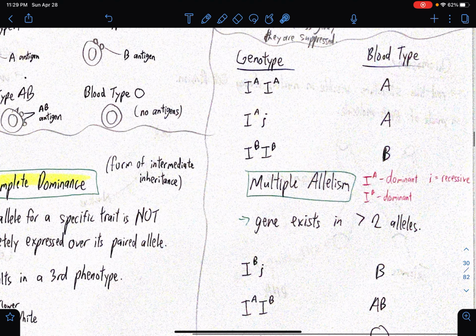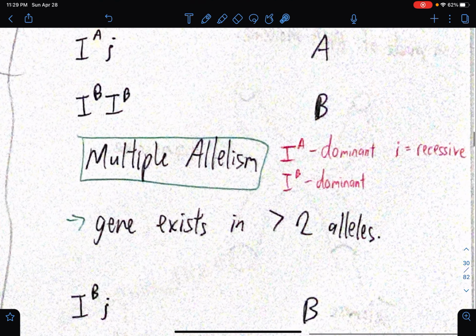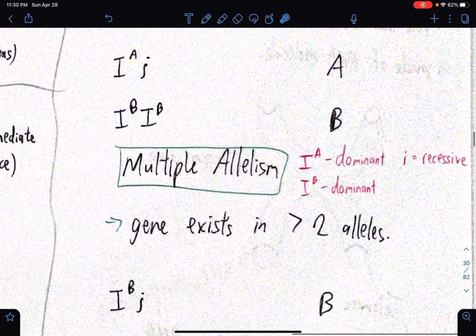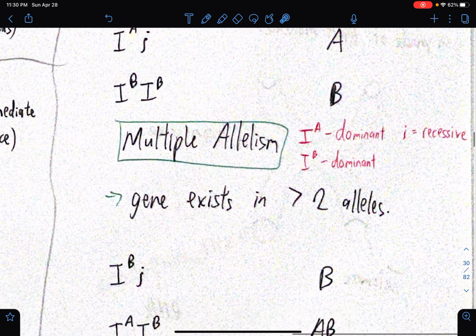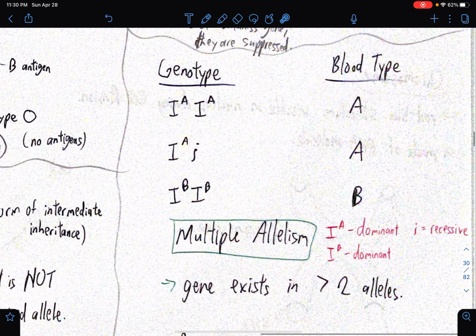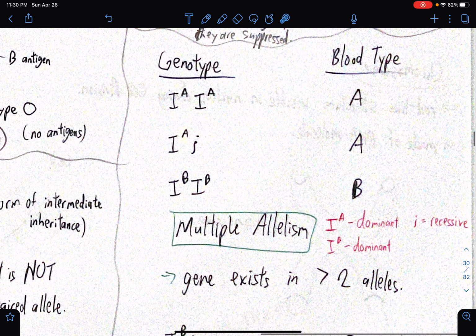Okay, kind of makes sense, I hope. So it's recognized that IA is dominant. We're talking about blood types, by the way. IB is dominant, and then a small i means it's recessive. So there's a table. For the genotypes, if you have IA, that corresponds to blood type A. IA and then i, that's also the same. I think that's what this means.